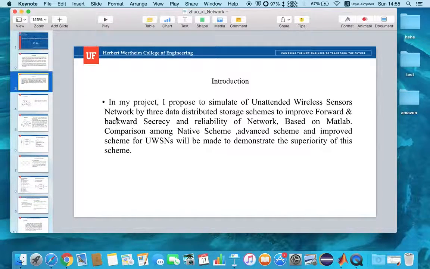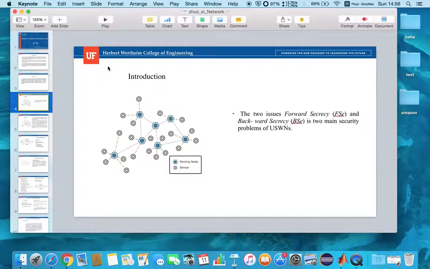In my project, I propose to simulate the UWSN network by three distributed data storage schemes to improve forward and backward security and reliability of the network, based on MATLAB. A comparison among the three schemes is made to demonstrate the superiority of the last scheme. The two issues, forward security and backward security, are the two main security problems of UWSN.